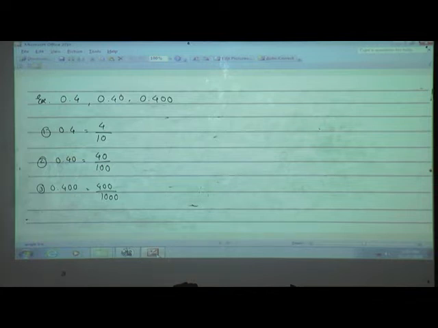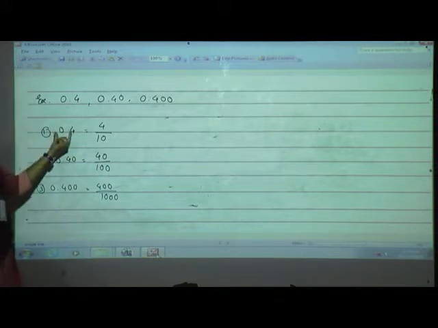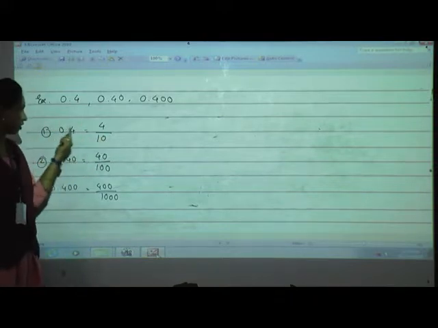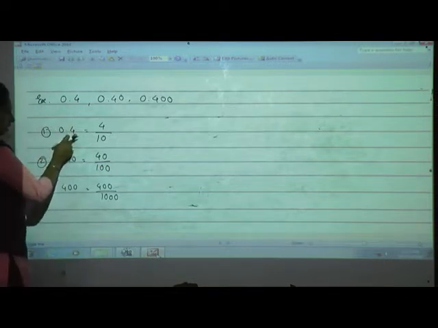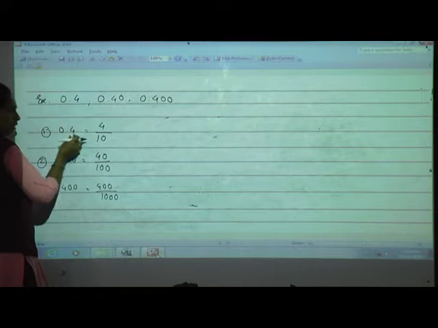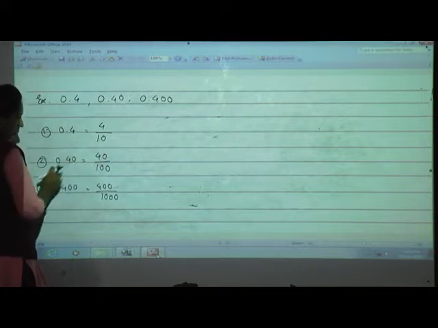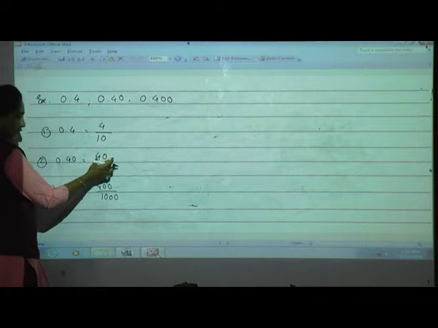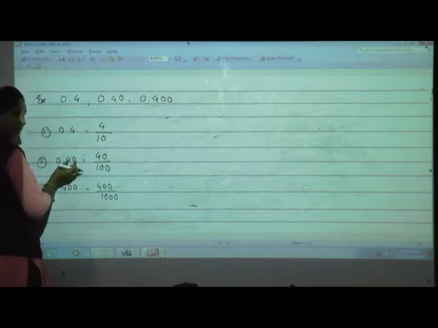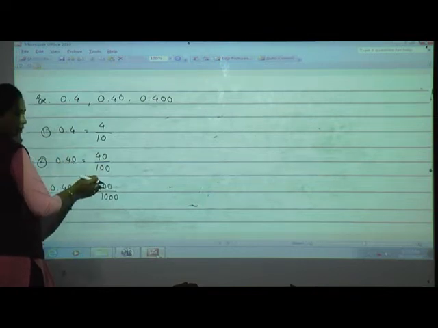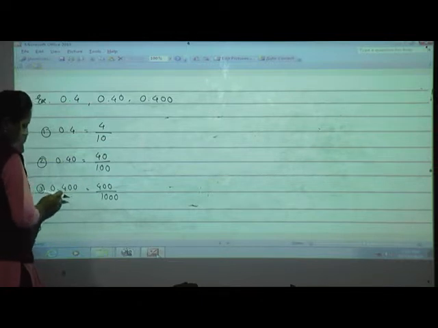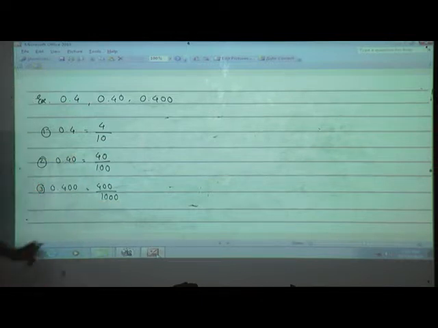What am I doing here? Yes, tell me. Yes, students, we are converting decimal numbers into fractions. How are we converting? Whatever digits are after the decimal, we count how many digits there are, and add that many zeros. 0.40 means 40, we write as it is. How many digits after the decimal are there? 2 digits. So add two 0s along with 1. Here there are 3 digits after the decimal, so add three 0s along with 1.